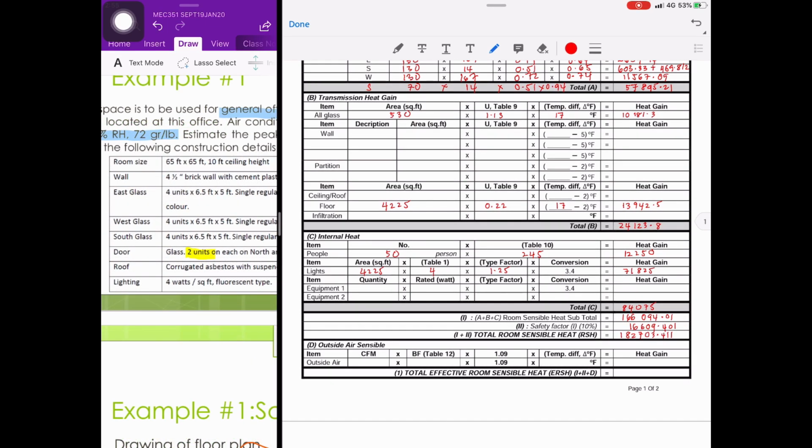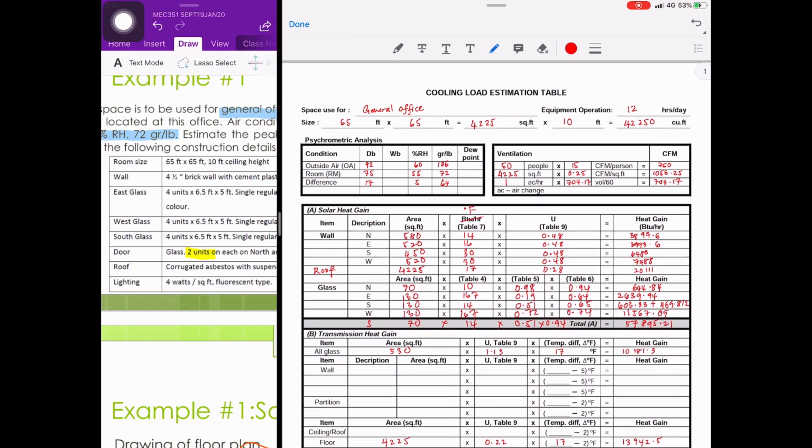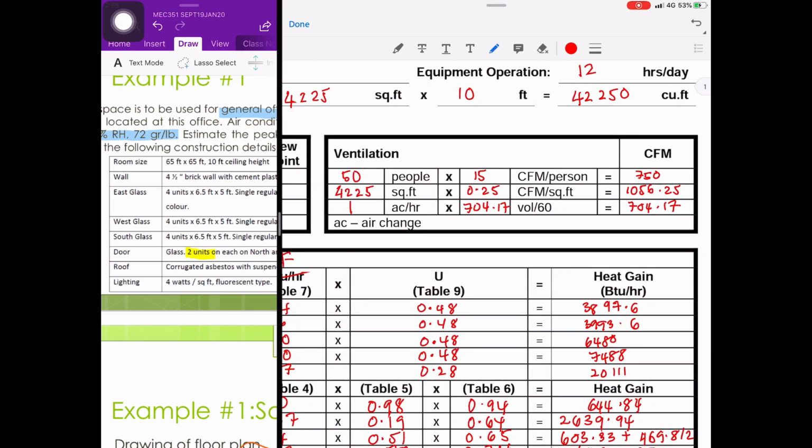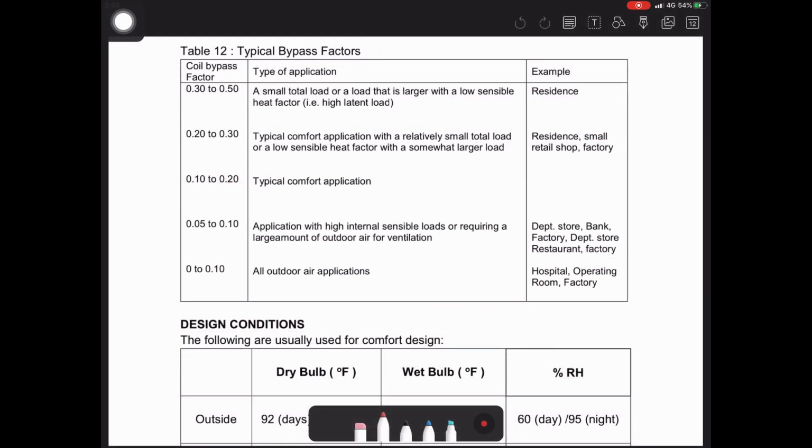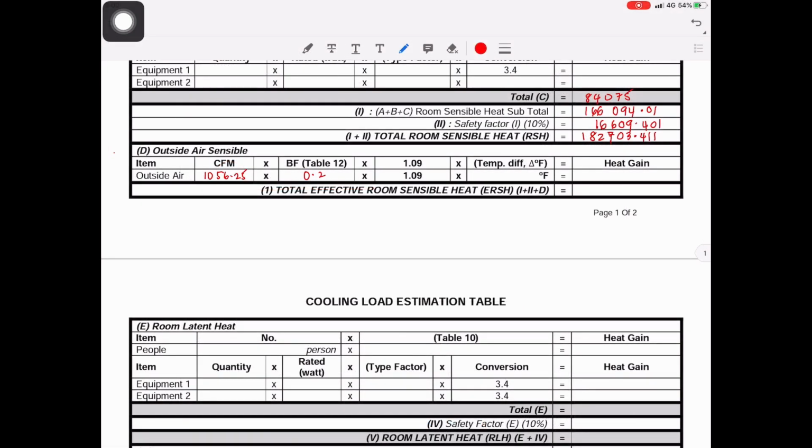For section D, outside sensible air, the item CFM is referring to the ventilation, for which we are going to take the maximum value from this analysis, which is 1056.25 CFM. For the bypass factor, we are going to refer to table 12. We are going to take the typical comfort application, and we are going to choose the value of 0.2, and the temperature difference from our psychrometric analysis is 17 degrees Fahrenheit. Now we can calculate the total effective room sensible heat ERSH by adding these two values.